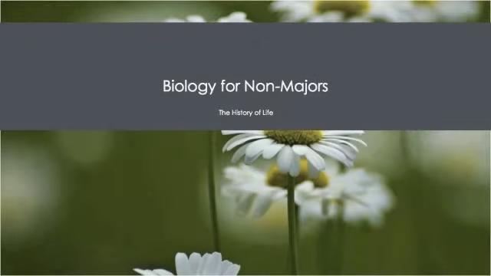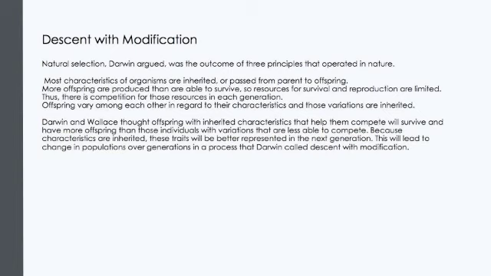Tonight's lecture is over the history of life. So we'll start with a quick review of some of the stuff we were talking about in the last lecture. Descent with modification. In natural selection, Darwin argued that this was the outcome of three principles that operated in nature.